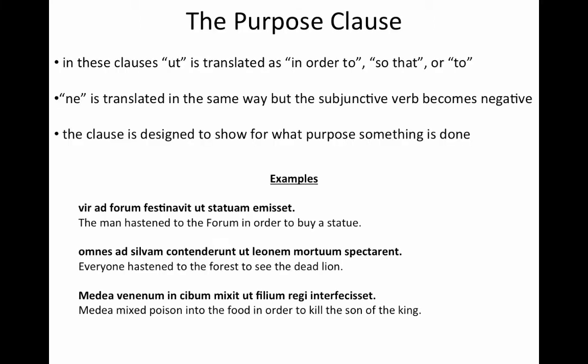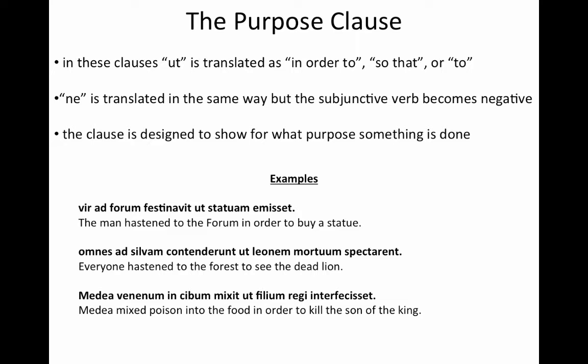So, the purpose clause is arguably the most difficult of the three to find out because it really doesn't have anything that signals a purpose clause other than how it's translated. But it starts with ut if it's positive or ne if it's negative. And either way, that ut or ne is translated as in order to, so that, or to. And if you see ne, that is going to make the subjunctive verb negative. And again, the clause is designed to show purpose, clearly. It is a purpose clause.